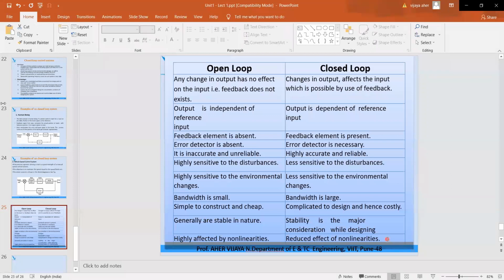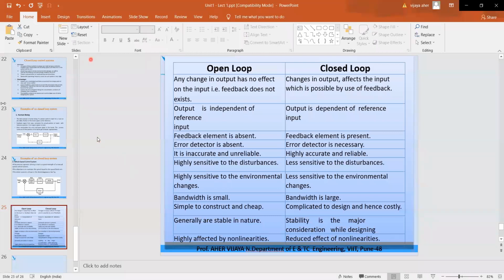So these are some points I have given for comparing open loop and closed loop control systems. You have to explain along with examples. I have given 2 examples. You can explain any one out of the 2.